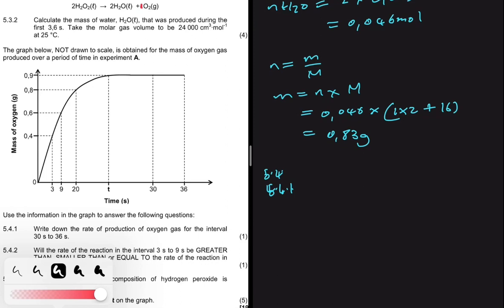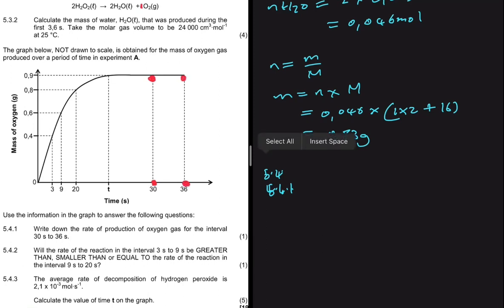We have 30 seconds right here, right? And then this is the mass of oxygen, and then 6 seconds later we have 36 seconds here, and the mass of oxygen has remained the same, right? So the change in the number of moles is 0, right? So that will tell us that our rate of production is 0 grams per second, right? There's no oxygen being produced anymore, right? Our reaction has been completed.